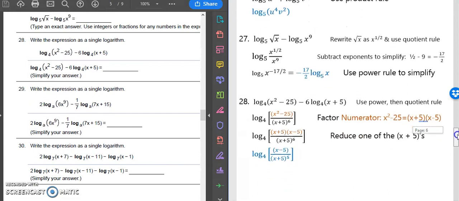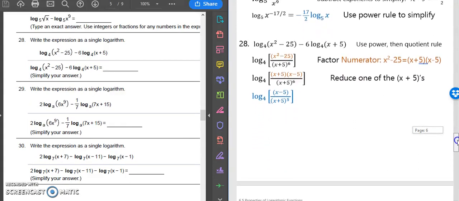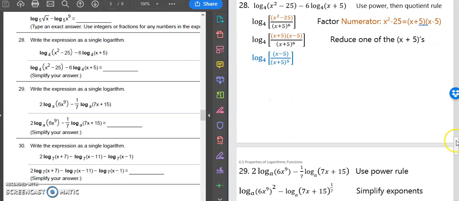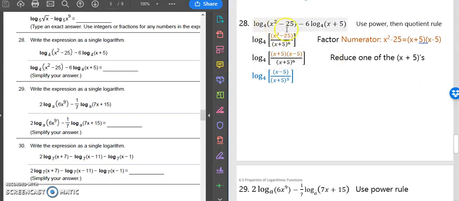Now for number 28, again, we want to condense it into an expression with just one logarithm. So we have the same base here, and we see that we are going to end up subtracting. But first, we want to use the power rule to take this 6 and attach it to our argument as the exponent up here. So the 6 goes up here, and then we apply the quotient rule to change this into division. So we'll have x squared minus 25 as our numerator. The x plus 5, which will now be raised to the 6th power, will be our denominator.